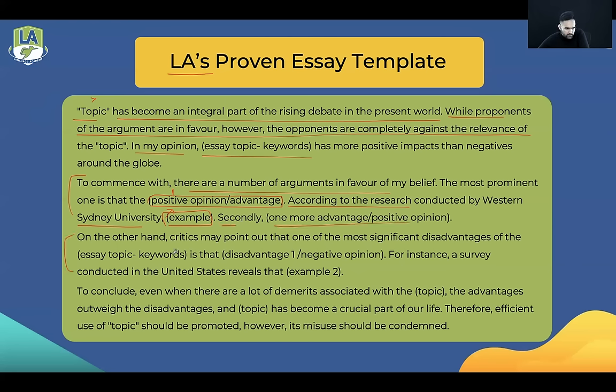On the other hand, critics may point out that one of the most significant disadvantages of mobile phones is that there is a lot of potentially dangerous material which can harm the mindset of young adults or young children. Or you can say of mobile phone is that it can cause severe threat to personal information.